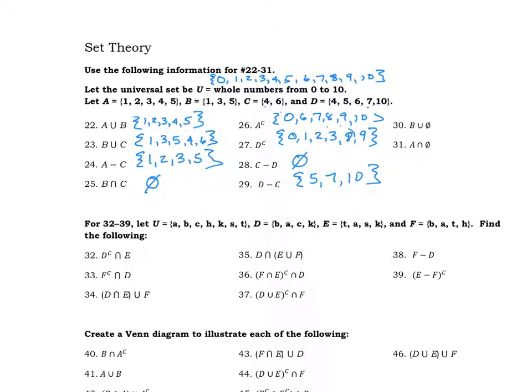Okay, and now we want the union of set B and the empty set. Well, set B has elements 1, 3, and 5 in it. The empty set doesn't have anything in it, so we have nothing to add. And the intersection of set A and the empty set is going to be the empty set because the empty set doesn't have any elements to have in common with A.